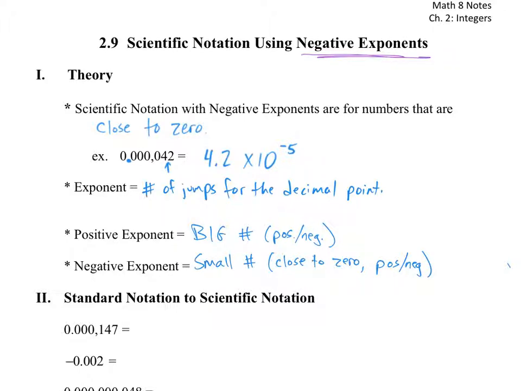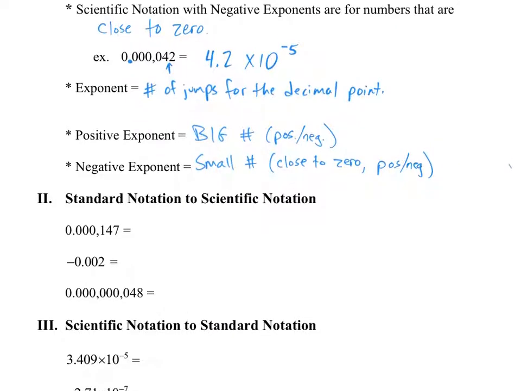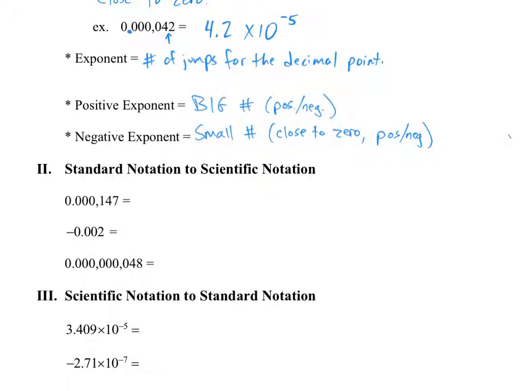If I were to take that same first example but make it negative, where does that negative show up on this right-hand side? Who wants to take a gander at that? Go for it, Kyle. Before the 4. Yep, exactly, before the 4. We put it right there. So whether you have a negative or a positive, it doesn't impact the exponent number, just what goes in front of your number there.